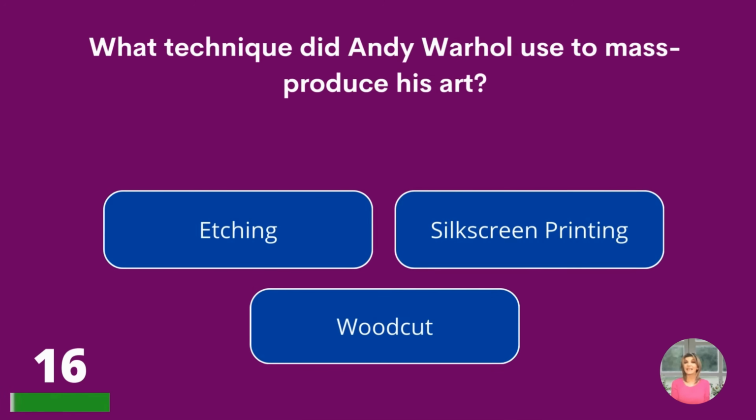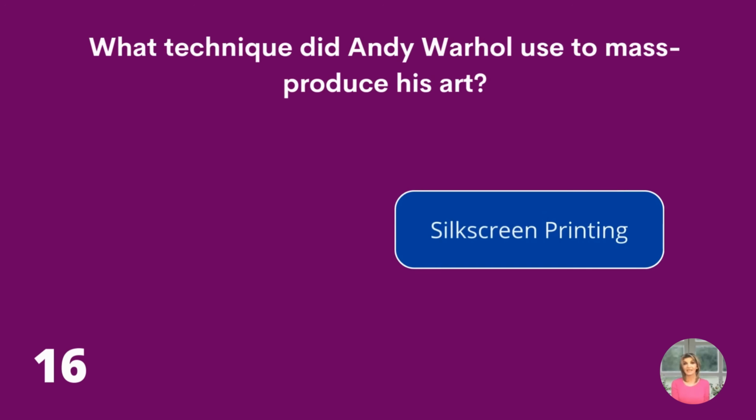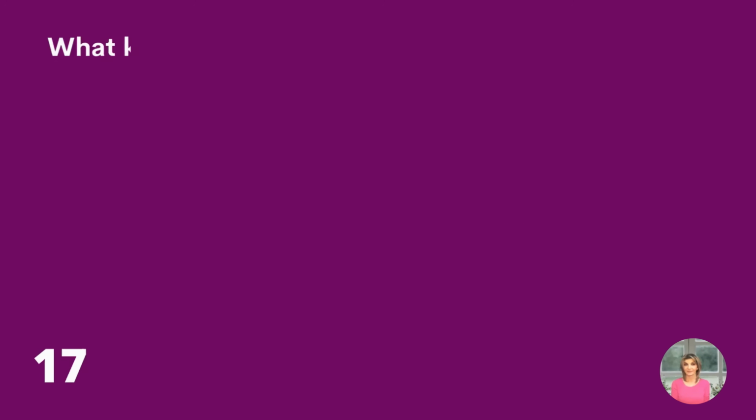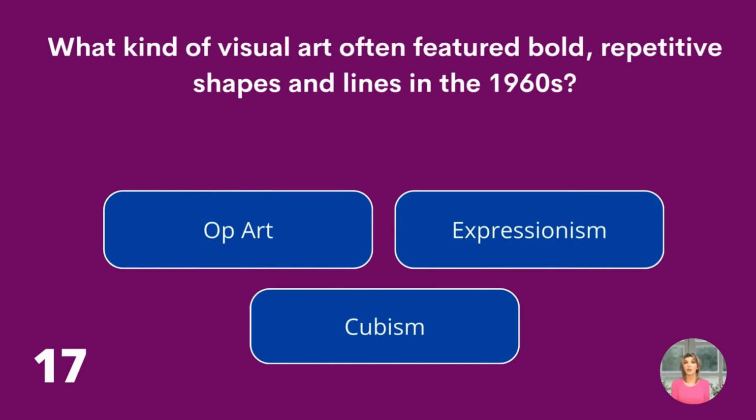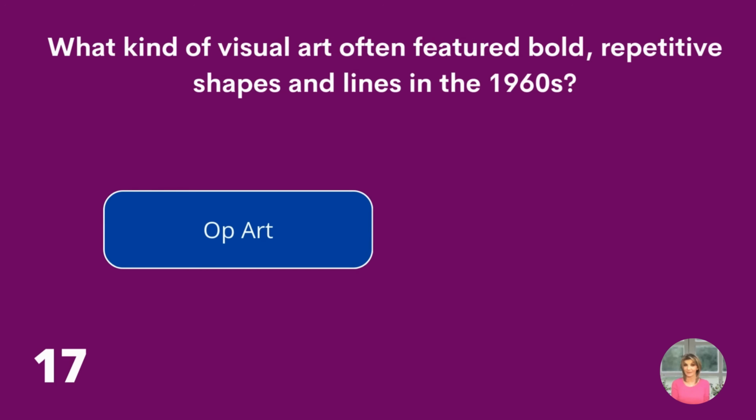What technique did Andy Warhol use to mass produce his art? Etching, silkscreen printing, or woodcut? Silkscreen printing. What kind of visual art often featured bold, repetitive shapes and lines? That would be op art.